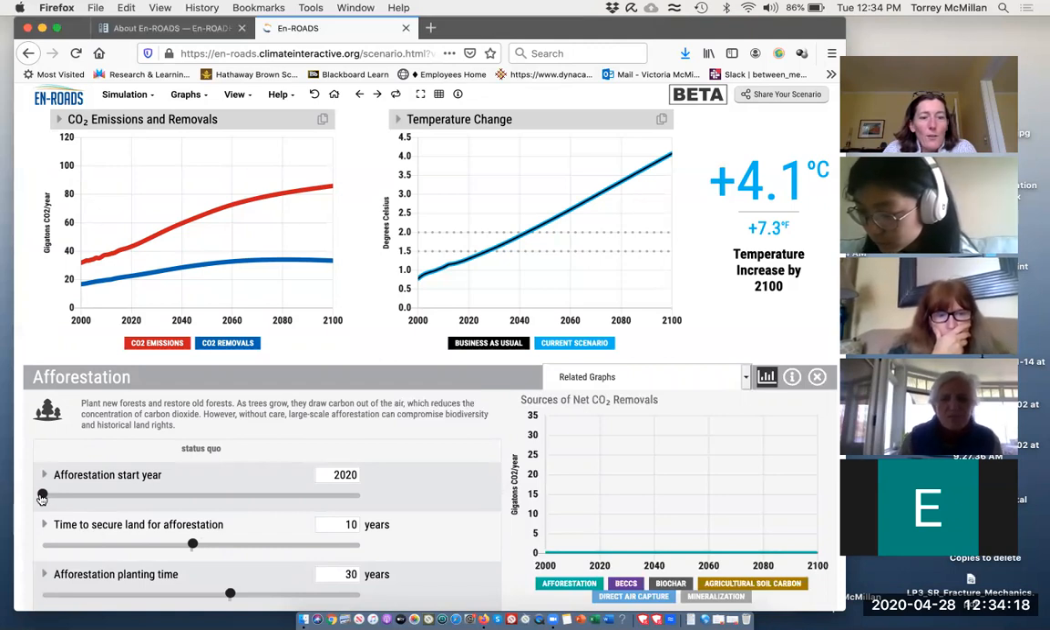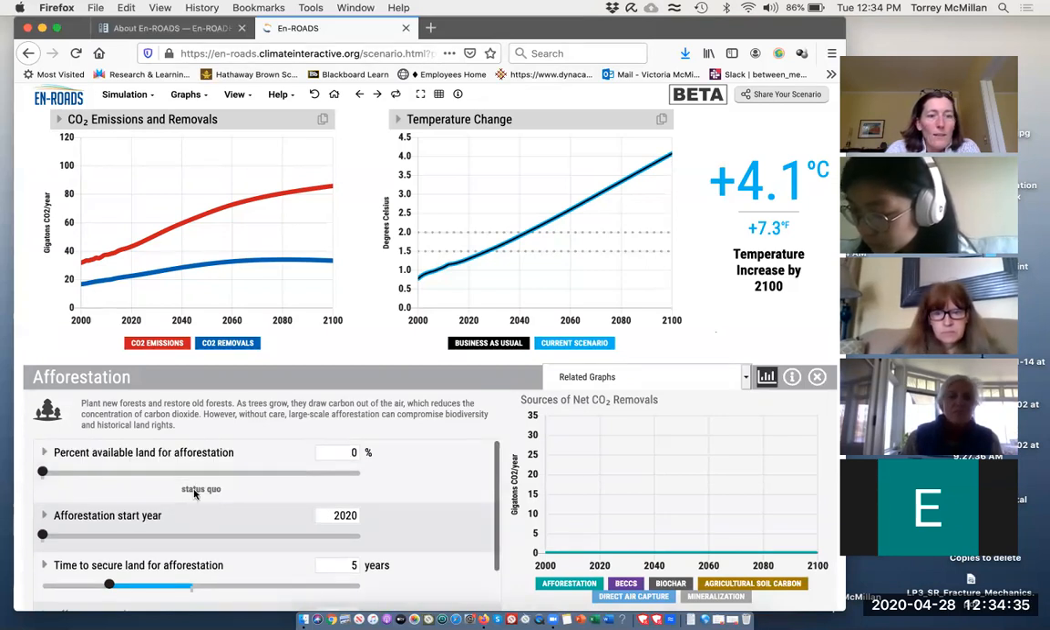So let's say we start the project in 2020 and maybe it takes us just 5 years to organize all of that, right? We've got a very ambitious program. And we're going to plant out, let's see, we didn't set, how much land do you guys want to take of the available land for trees to plant? What's our percentage going to be?